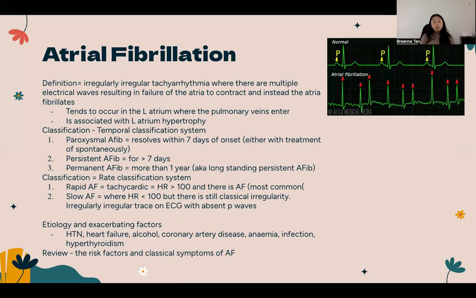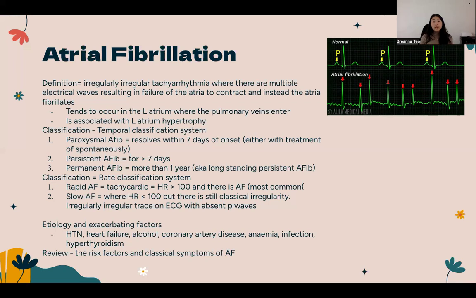Cool. Atrial fibrillation. So again, our definition is for revision. Irregular tachyarrhythmia when there are multiple electrical waves resulting in the failure of the atria to contract. And so instead the atria fibrillates. It tends to be in the left atrium where the pulmonary veins enter, and it's associated with hypertrophy of the left atrium. You can see an ECG there as well of what AFib looks like just for revision.